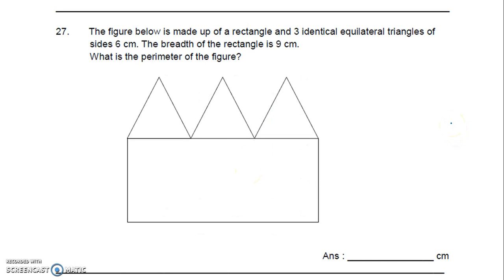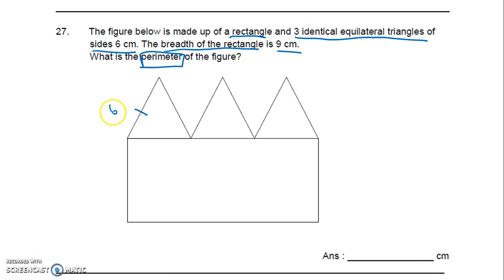The figure below is made up of a rectangle. Okay, so I know there's a rectangle here, and 3 identical equilateral triangles of size 6 centimeters. The breadth of the rectangle is 9 centimeters. I need to find what is the perimeter of the figure. So I know there's a rectangle here and there are 3 identical triangles here, which means they are equilateral, meaning that they have all equal lengths for their sides.